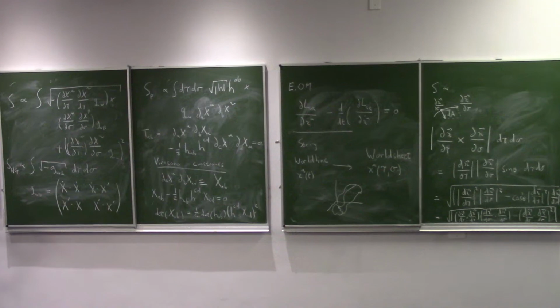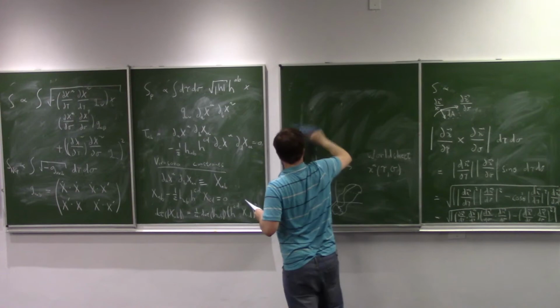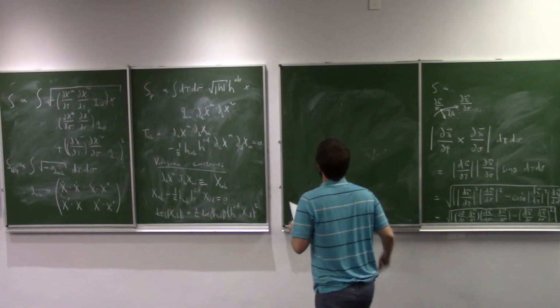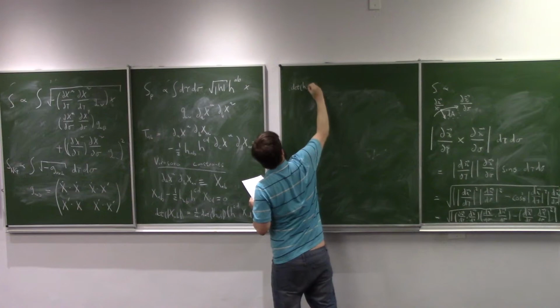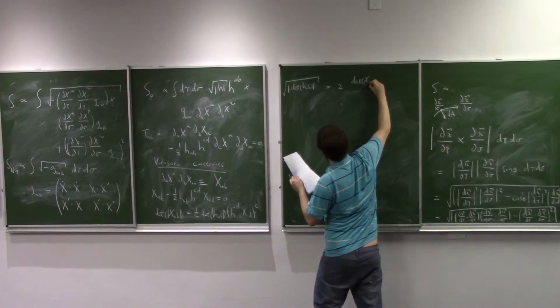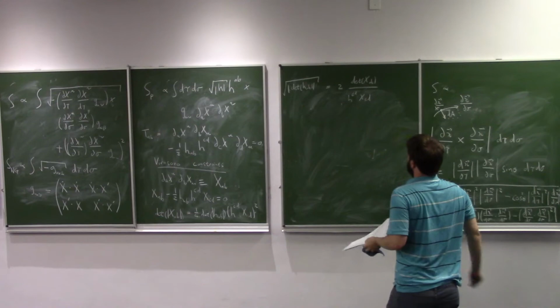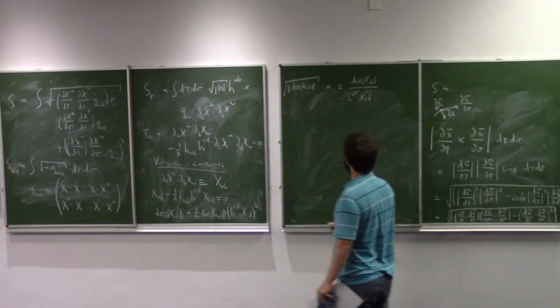Now I can obviously solve this expression. I'm just going to introduce an absolute value in here. And you can solve this to show that the square root of the absolute value of the determinant of H_AB must be equal to 2 times the determinant of X_AB over H^CD X_CD. And this is the constraint I need to satisfy the Virasoro constraints. So let's take this and plug it back into the action and see what we get.